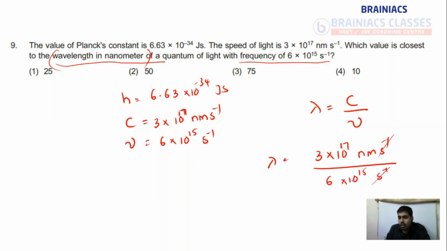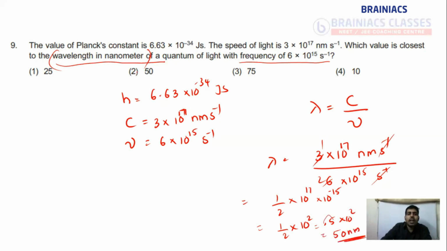Now, if you divide this value with this value, you will get wavelength across. So it is 1 by 2, and this is 1 by 2 into, I'm taking 10 raised to 15 to this side. So it will become 10 raised to 17 into 10 raised to minus 15, which is equal to half into 10 raised to 2, which is equal to 0.5 into 10 raised to 2, which is equal to 50 nanometer. You will get 50 nanometer.